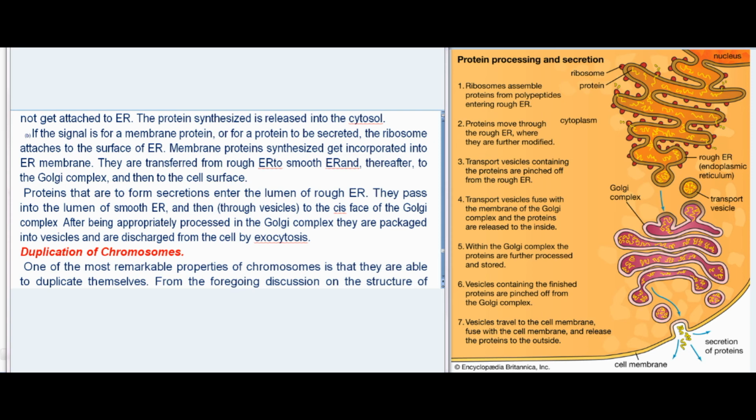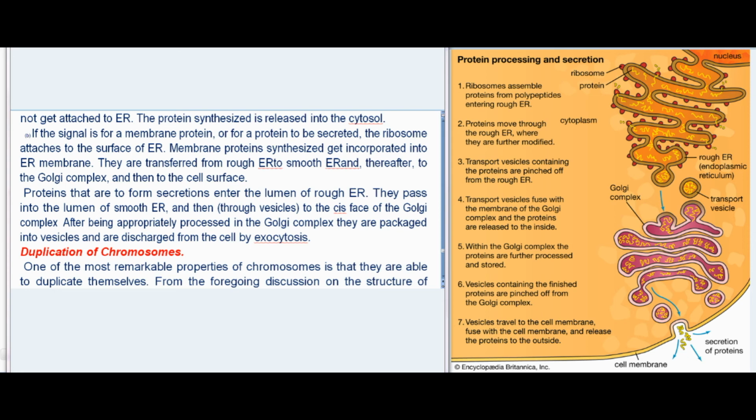B. If the signal is for a membrane protein, or for a protein to be secreted, the ribosome attaches to the surface of ER. Membrane proteins synthesized get incorporated into ER membrane. They are transferred from rough ER to smooth ER, thereafter to the Golgi complex, and then to the cell surface.